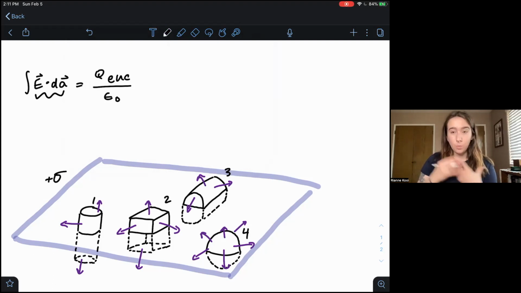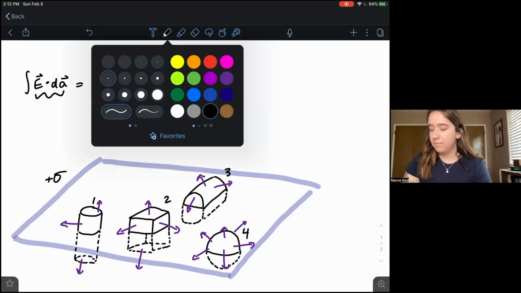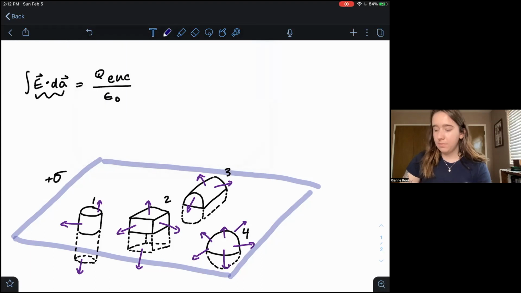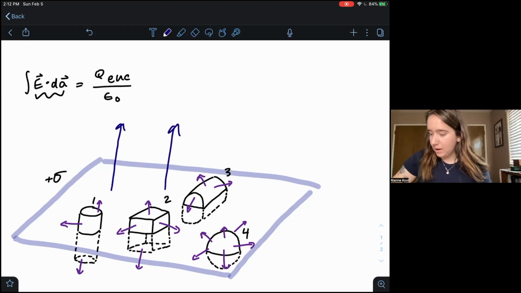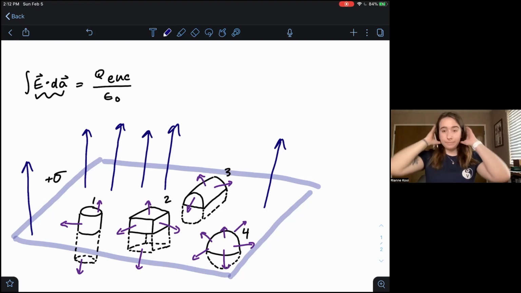With an infinite sheet, just like a point charge, the electric field lines will flow from positive outwardly. So we can imagine, I'll do this in blue, that the electric field lines look something like this. From any point on the surface, they just flow upwardly.